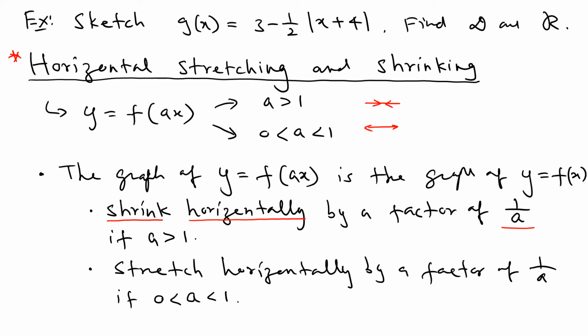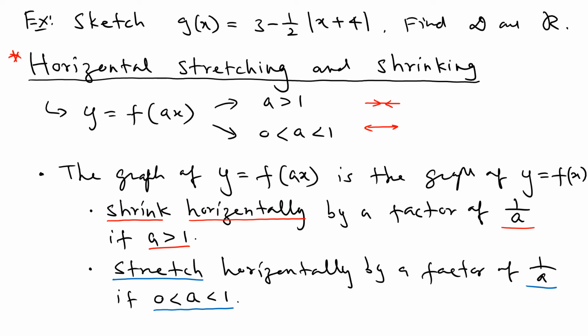And you can see there are more explanations for this one. If a is greater than 1, 1 over a is smaller. That's why we say shrink. If a is in between 0 and 1, which is a fraction, 1 over a is bigger than 1. That's why it's going to stretch. So you can see it's going to go backward because it's 1 over a. Everything else you have the a, but here it's 1 over a, so it's going to reverse the order. That's another way to remember it.